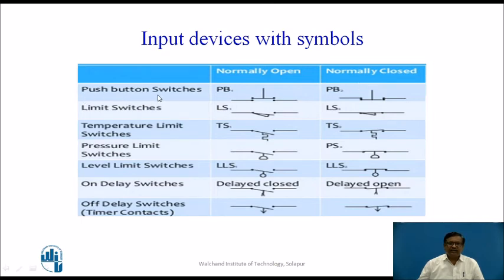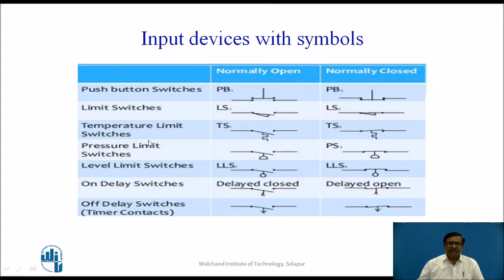For example, push button switches. A push button is represented by PB, and this is a normally open push button, whereas this is a normally closed push button. Normally open means when you press this, the contact becomes closed, and when you press the normally closed one, the contact becomes open. That is the difference between normally open and normally closed push buttons. Similarly, there are limit switches called LS, which is normally open, and this is normally closed, and the symbol used in a ladder diagram is this one.